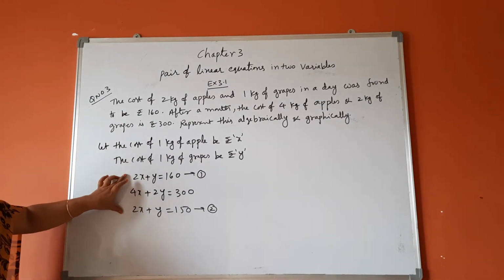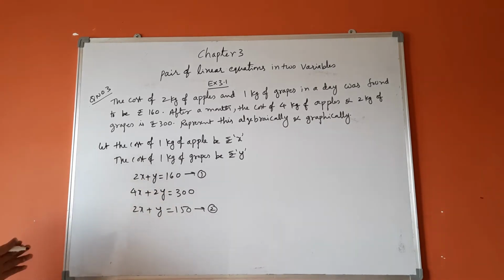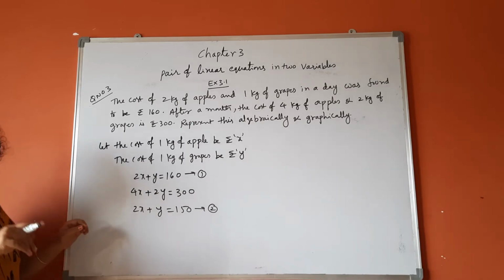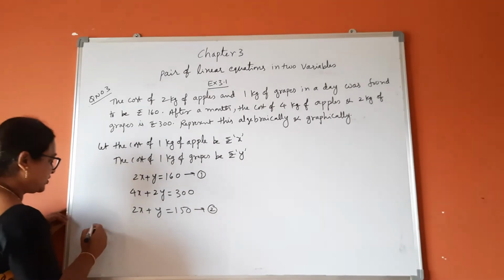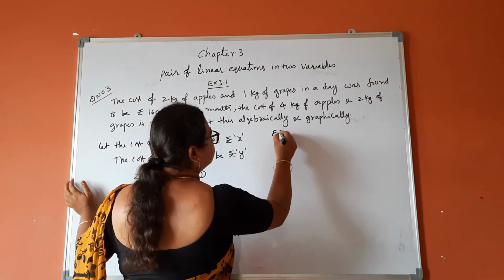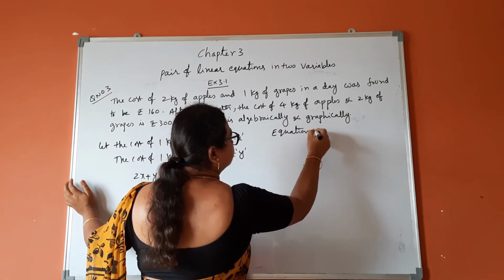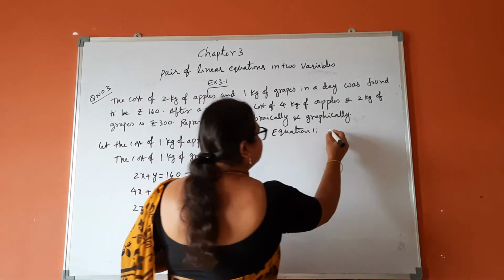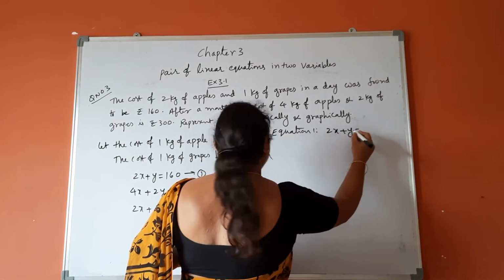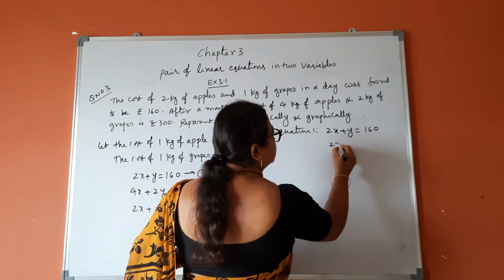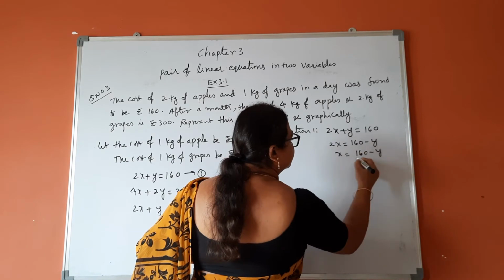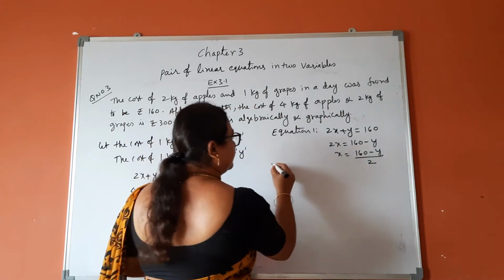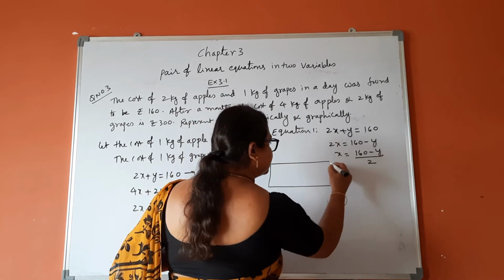So algebraic representation. Now we have to represent these two graphically. For graphical representation, we need to find two solutions for each equation. Let us consider first equation, that is 2x plus y is equal to 160. So 2x is equal to 160 minus y. X is equal to 160 minus y by 2. We need to find two solutions.